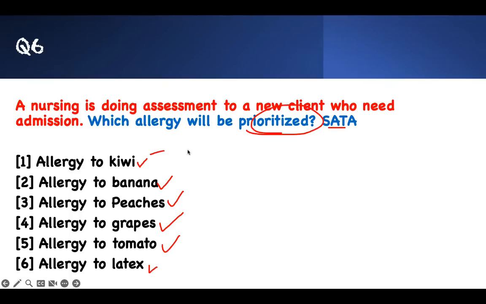Guess what? If you have these allergies, you have latex allergy. So all of them are associated with latex. If you have kiwi allergy, you will develop latex allergy because of the ingredient. If you have banana, peaches, grapes, and tomato, all of them will cause latex allergy. So all of them should be included in the evaluation. So we have to worry about them.